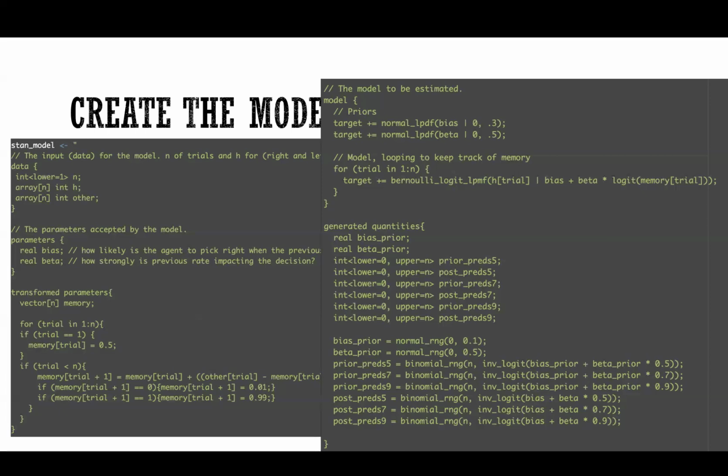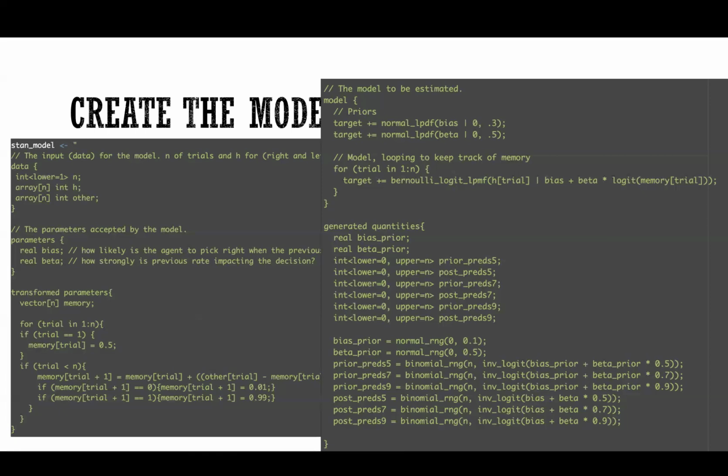What happens if the agent has seen equal propensity of the opponent to choose left and right? Call it 0.5. What happens if the agent has seen a propensity of 0.7? What happens if the agent has seen a propensity of 0.9? Because I'm trying to understand the model, right? Given the rate, the bias, and the beta that is inferred for the agent, how would it behave in these very specific conditions?